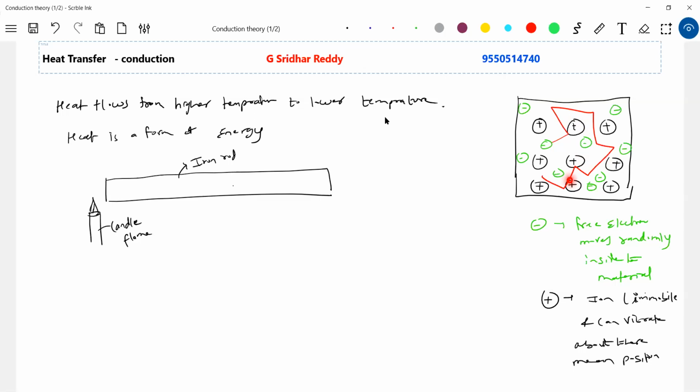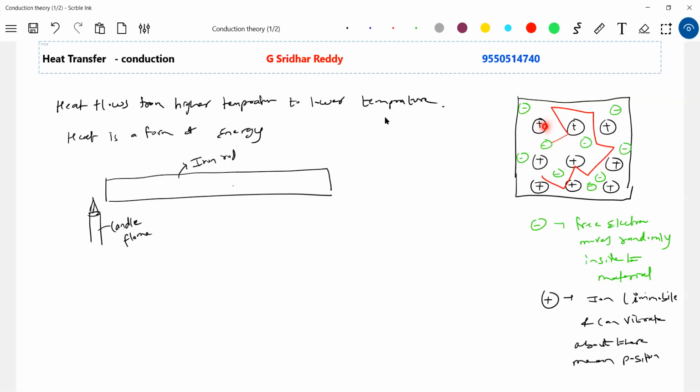What is the modern definition of temperature? The degree of random vibration of atoms about their mean position. It means how rigorously the atoms are vibrating. The measure of that is the temperature. If the atoms vibrate rigorously, meaning the amplitude of oscillation is more, then the temperature is said to be more. That's what the modern definition says.